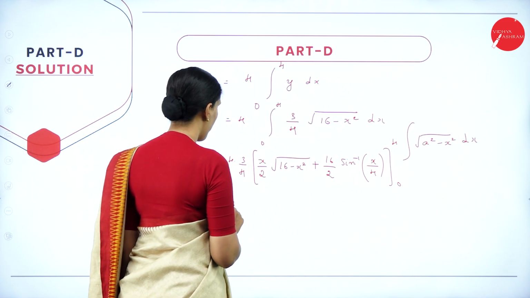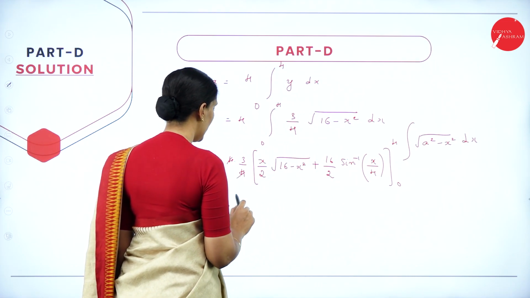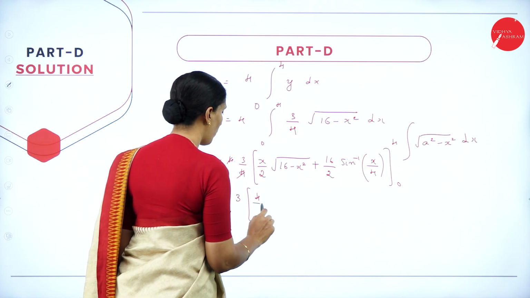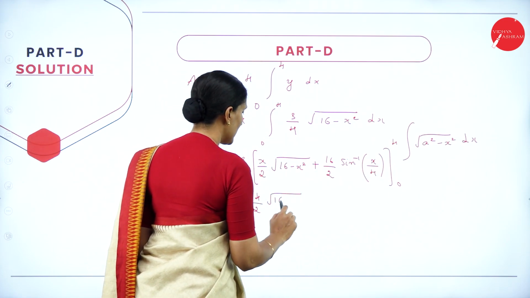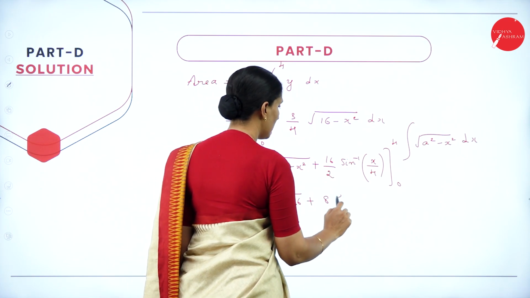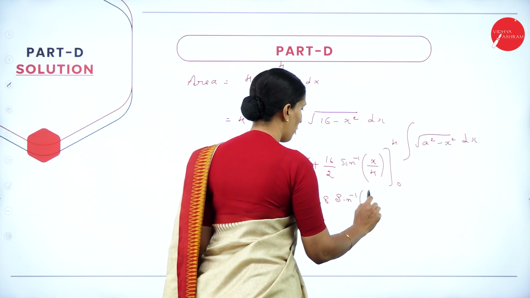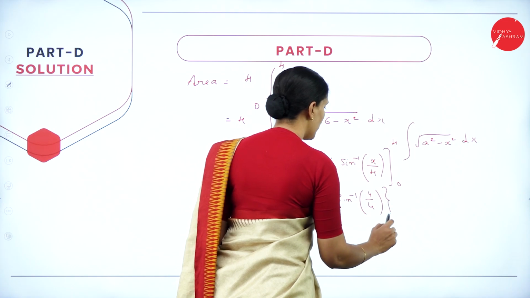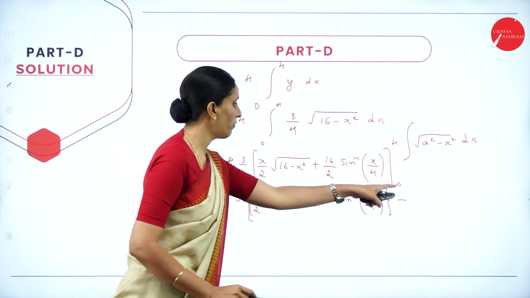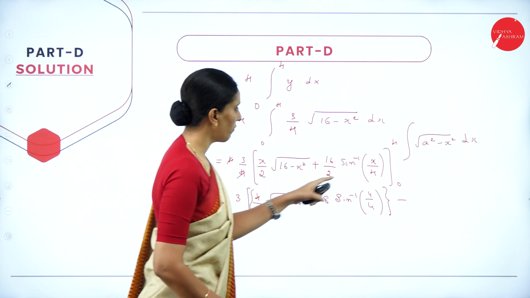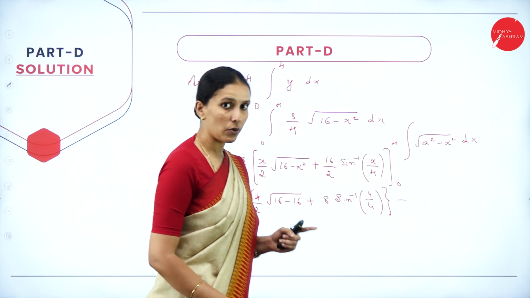So clearly the 4 cancels here, it is 3. Let's apply the limit 4 here. So it is 4 by 2 root of 16 minus 4 square, which is 0, plus 8 sine inverse of 4 by 4. So this is the upper limit minus the lower limit. If we put 0 here, the entire x term is 0, and sine inverse of 0 is again 0.